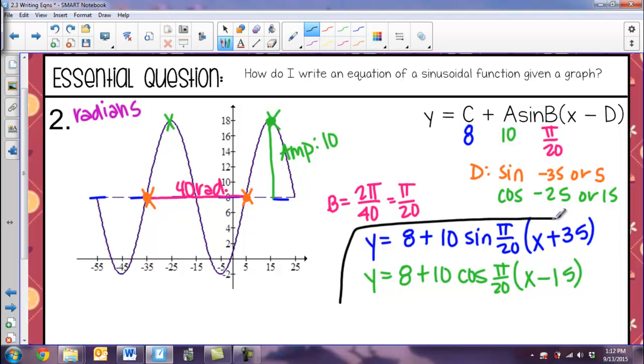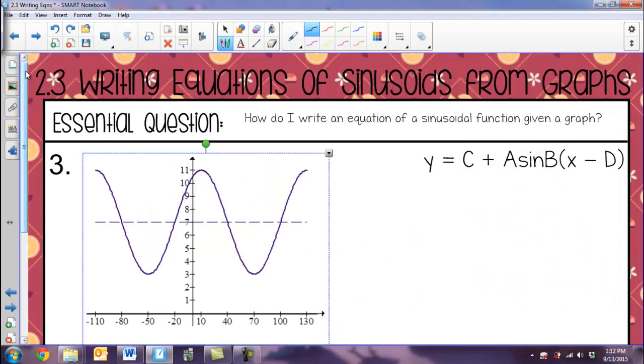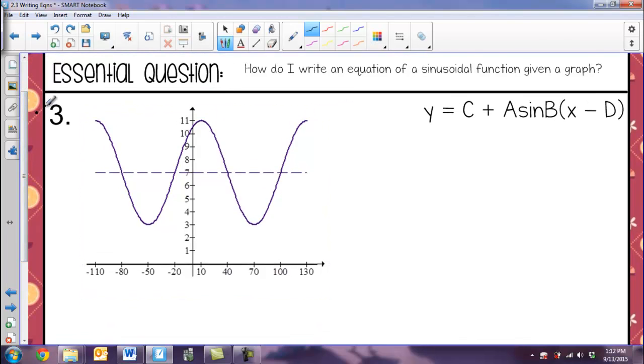All you've got to do is make sure you read the directions and see, do they want it as sine, do they want it as cosine, or write whichever one you feel more comfortable with. Okay, one last example. So we have this lovely graph in here, and again, I will tell you it's in radians. Most of the time, they will tell you in your exam or in your directions.